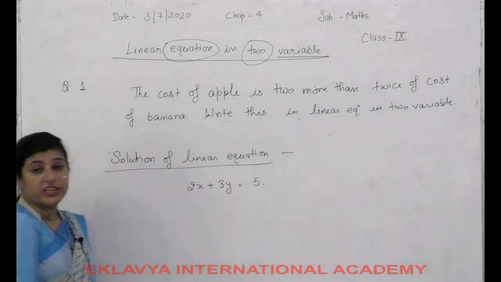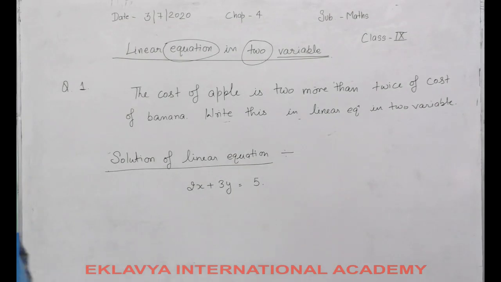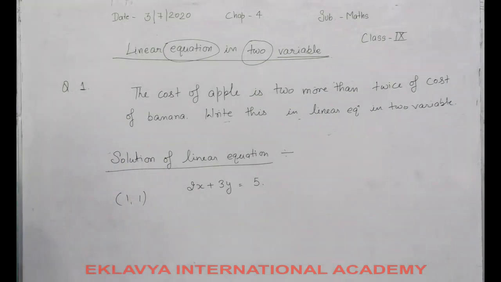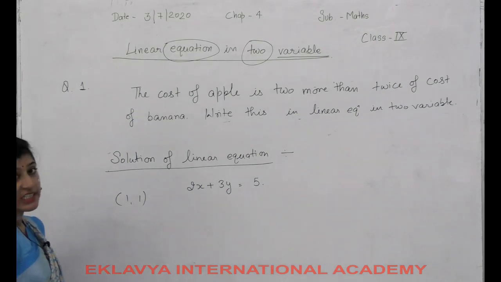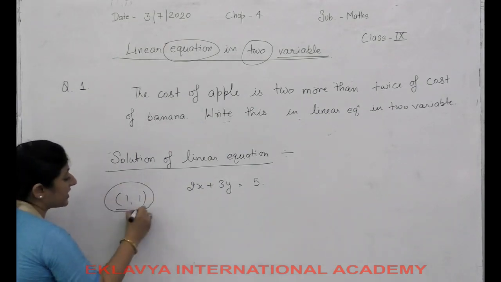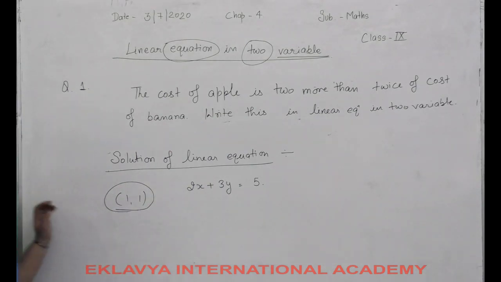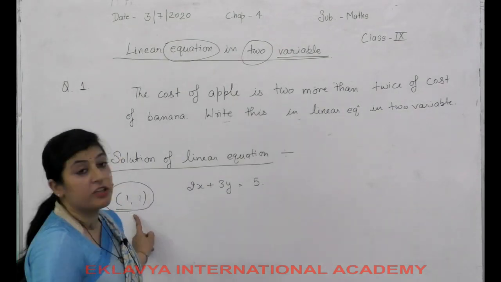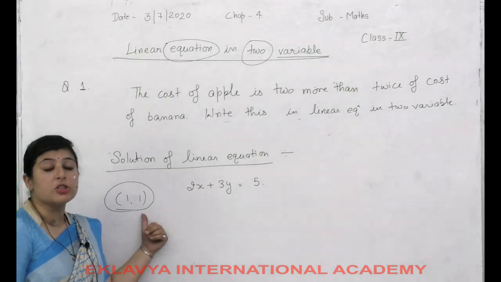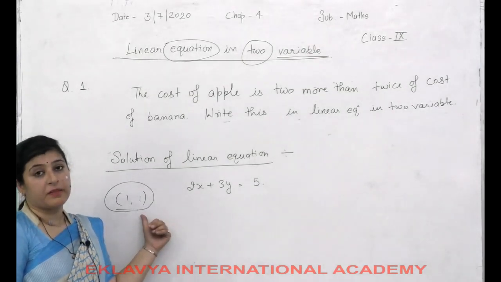Suppose I write one equation, 2x plus 3y is equal to 5. I say that 1 comma 1 is the solution of this linear equation in two variable. Is it right or wrong? Can we check it? Yes, we can check it. How to check? In this bracket, always the first value shows the value of x and the second value shows the value of y.